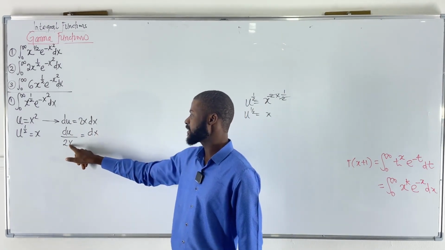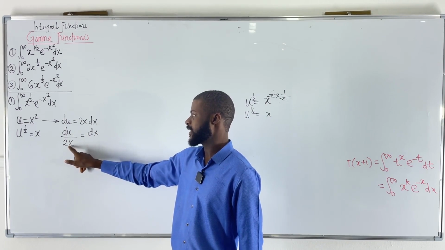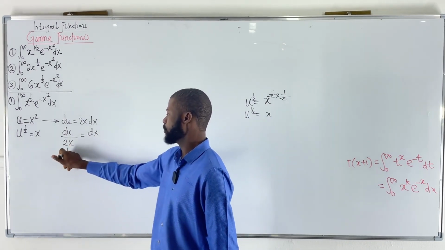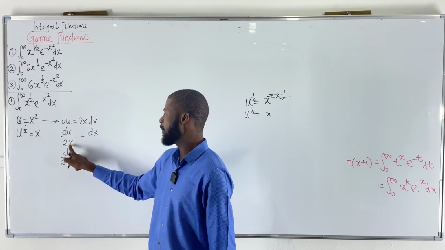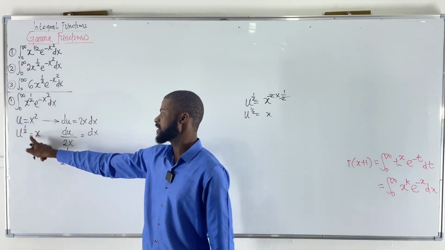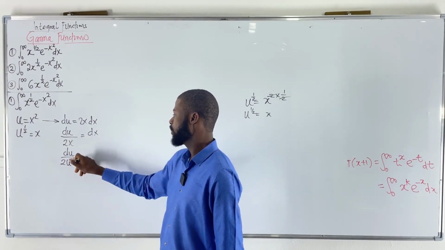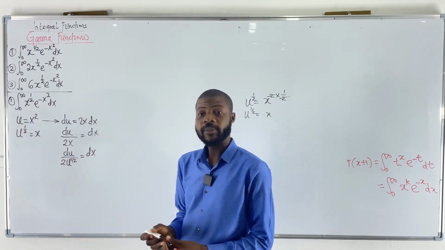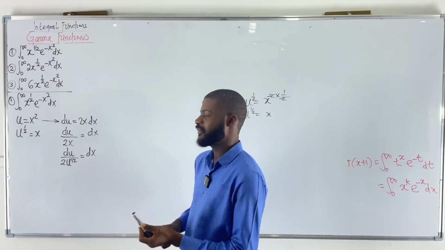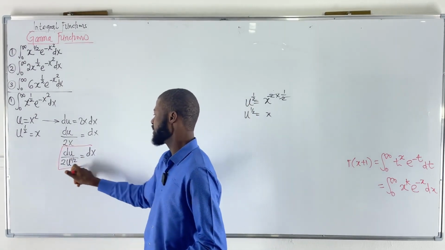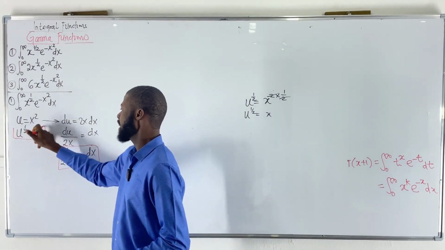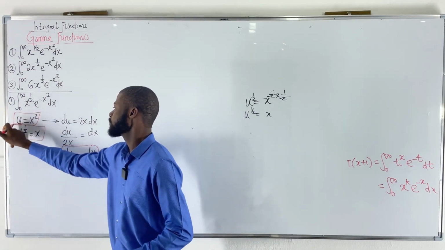So this is x. It shouldn't be here. This x shouldn't be here. So this is du divided by 2. Remember that x is what? x is equal to u to the power of half. So that's u to the power of what? Half. Equal to what? dx. And with this, we've been able to do every single thing that we need. So we need this guy, we need this guy, and we need this guy.